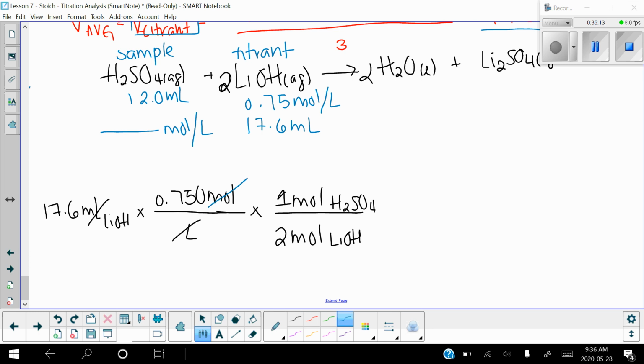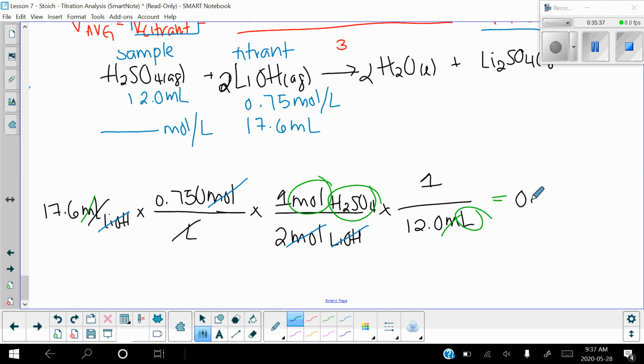Okay, so it cancels out as moles and moles, lithium and lithium. And then lastly, we need to convert this into concentration. So I divide by 12 milliliters. Milli cancels out with milli, I'm left with moles per liter of sulfuric acid, which is exactly what I'm looking for. I plug that into my calculator, I get 0.55 moles per liter of sulfuric acid.